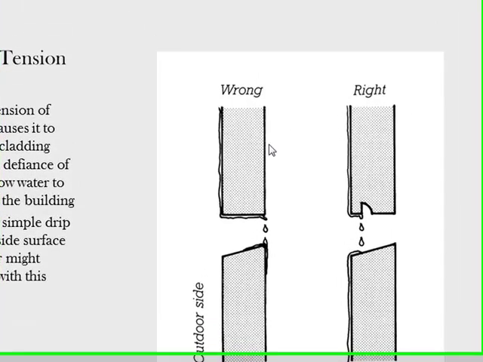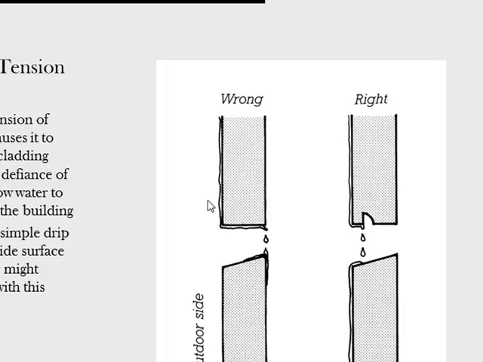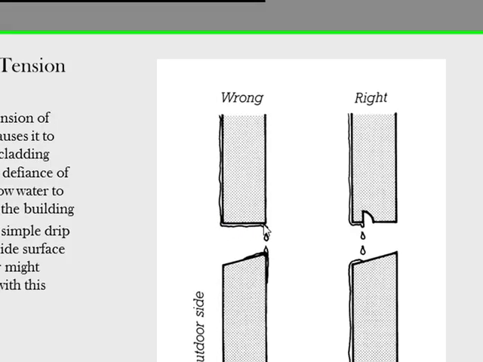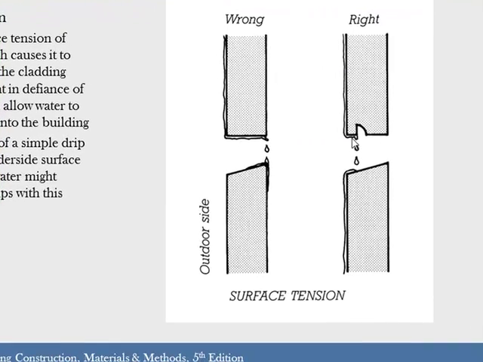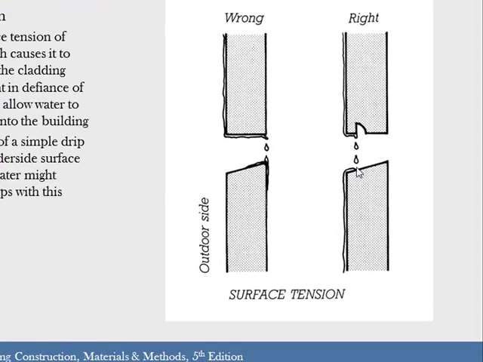Surface tension: if you just have a flat thing, the water will tend to seep right along, keep along the surface until it gets to where it won't go up, it'll just fall down and go back in there. But if you provide this little drip, that's a very important detail on windows, on cladding, on everything, the water comes along and it won't go up, so it'll drop down there and then fall back to the outside.